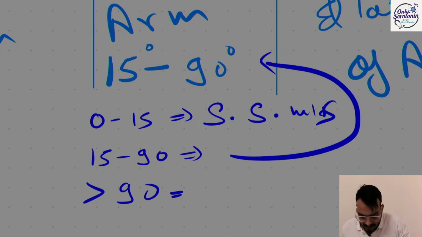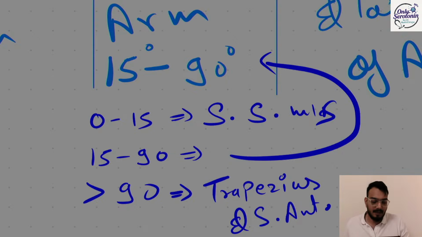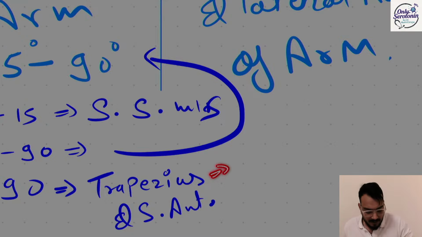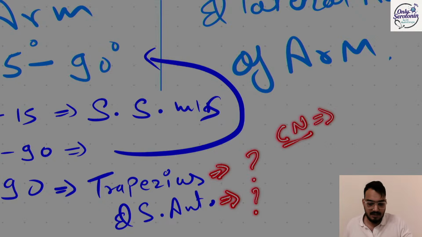And more than 90, it is done by what, guys? More than 90 is done by two different muscles, that is trapezius muscle and serratus anterior muscle. Okay, guys, tell me, trapezius muscle is supplied by what and serratus anterior muscle is supplied by what? So the trapezius muscle is supplied by cranial nerve. The number of the cranial nerve is... waiting for your replies, guys.